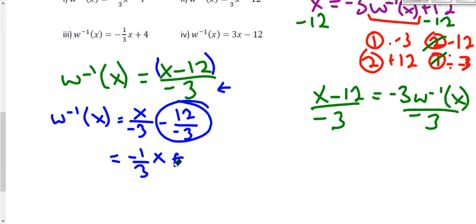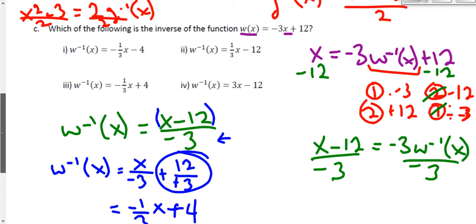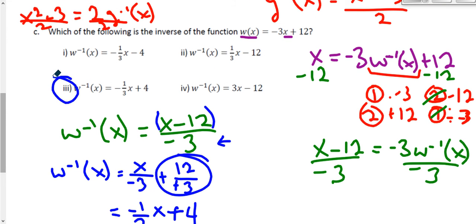It's going to turn into a positive. Just like when I multiply, when I divide a negative and a negative, I end up with adding a positive. So -1/3 x plus 4. So I had to figure out that I could divide both of those terms. And once I've done that, I can see that option 3 is my answer. I have the -1/3 with the x, and I've divided the 12 by -3 to get that positive 4 as well.